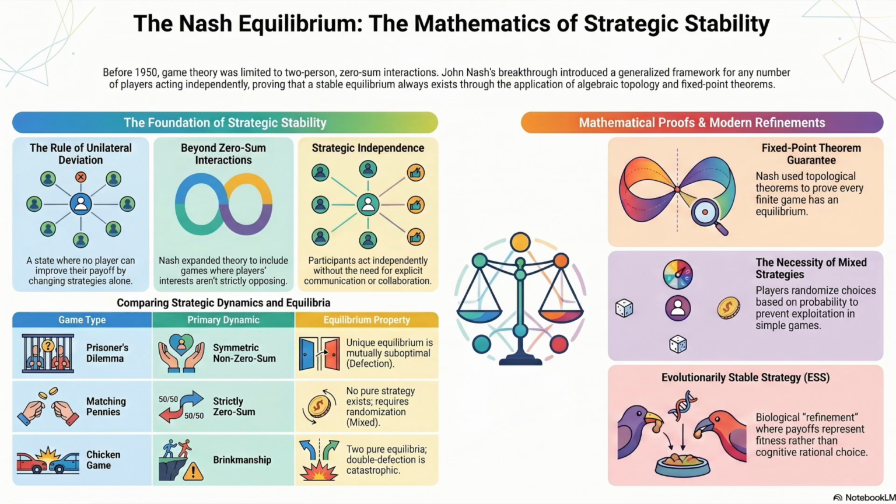Even if the mutant gains a temporary foothold, as soon as mutants start interacting with other mutants, their relative biological fitness drops compared to how the resident handles the mutants. The invasion is mathematically suppressed. The resident population returns to equilibrium.